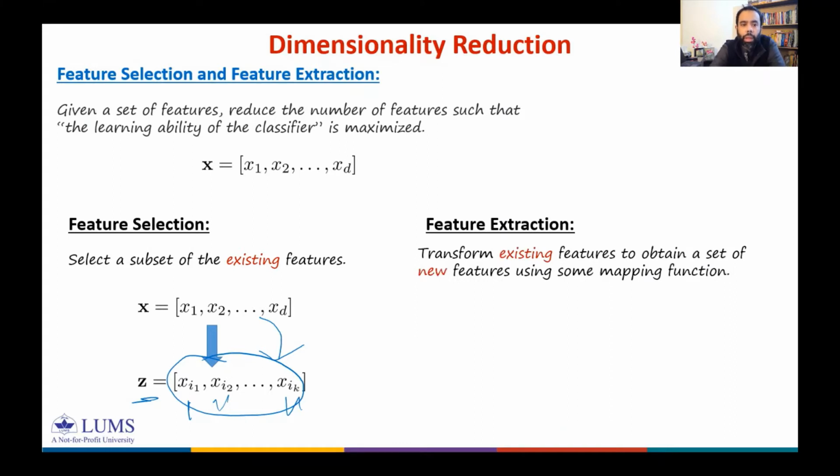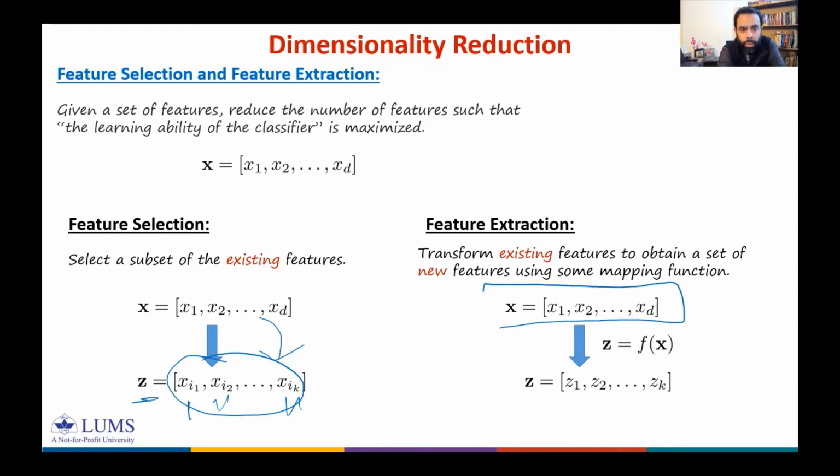Next is feature extraction. In feature extraction, we do not use the existing d features. Instead, we transform those d features through some mapping function to obtain k features, right? Mathematically, it simply means we have x1, x2 to xd in the original data, and we transform it using this mapping defined by f of x to obtain z, where z is z1, z2, to zk.